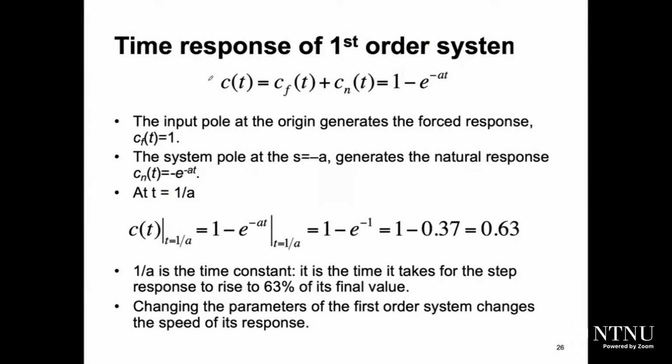So the input pole at the origin will generate the forced component or forced response, which is 1. The system pole at s minus a will generate the natural response, which is minus e to the power minus at. If you want to find the response at time equal 1 divided by a, you can substitute t equal 1 divided by a. So here, for example, this is my transfer function G(s), in fact, it was a divided by s plus a, right?